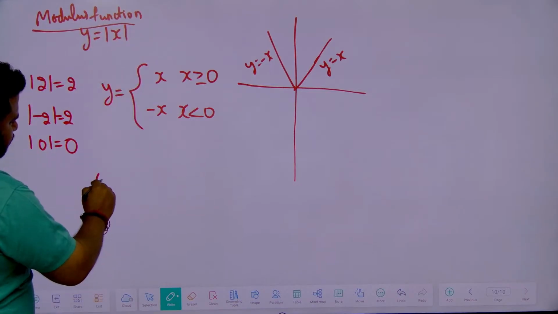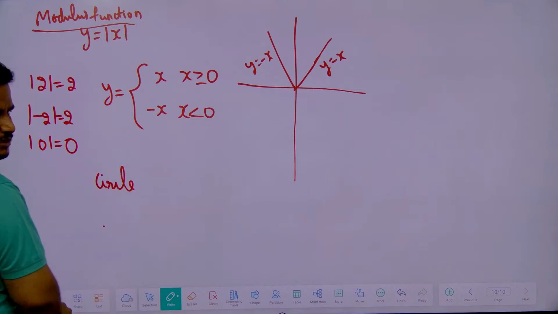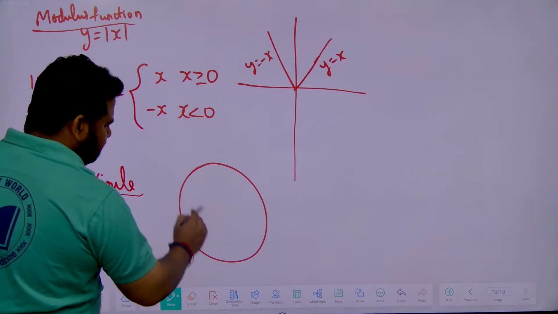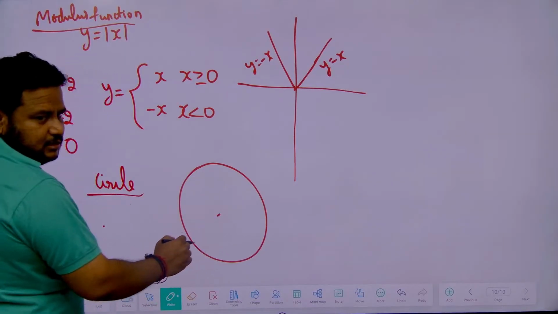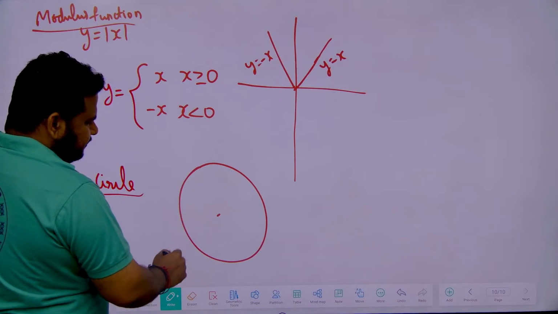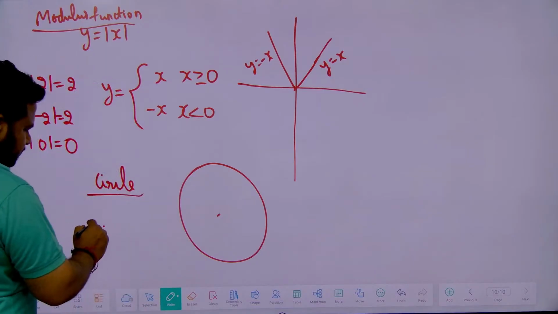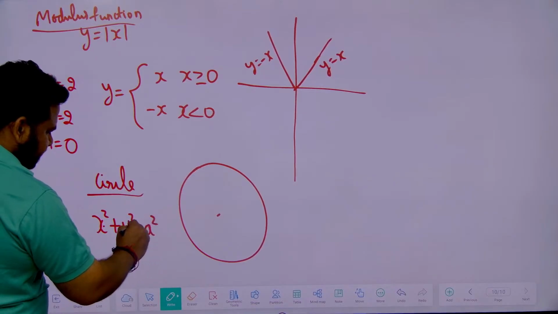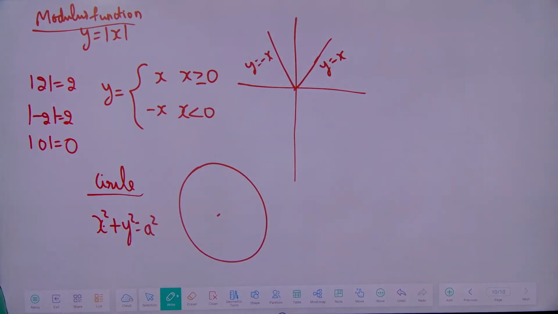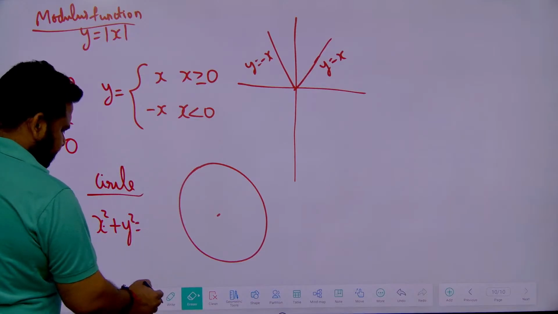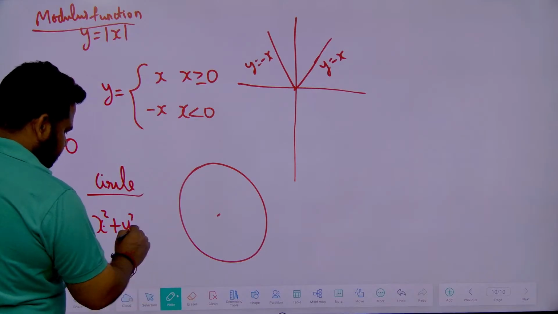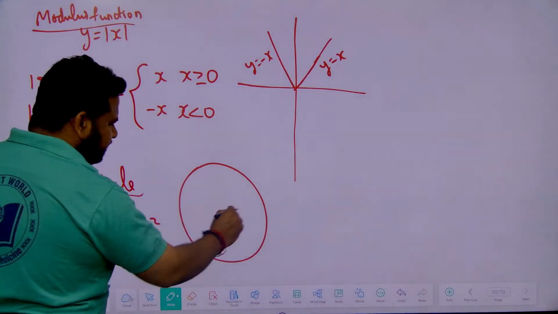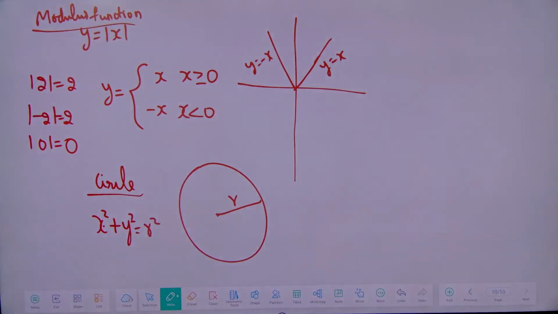Then apart from that, now you have to know certain things about the circle. If I write the standard equation of a circle, suppose this is the circle. Listen carefully. The standard equation of the circle is given by x square plus y square is equal to a square, or I can write it as x square plus y square is equal to r square, where r is the radius of the circle.